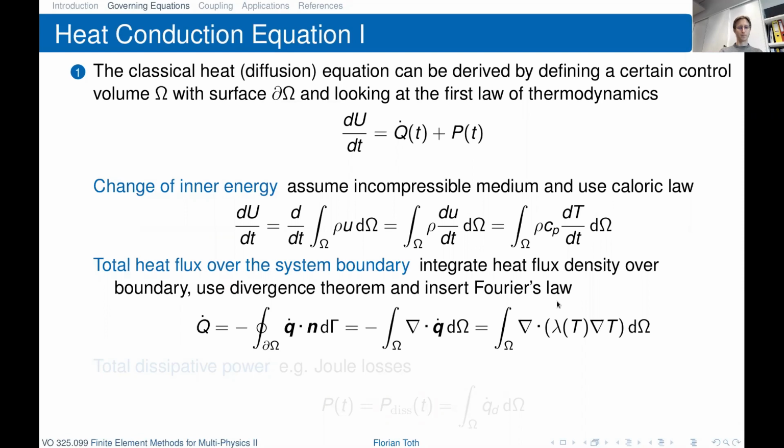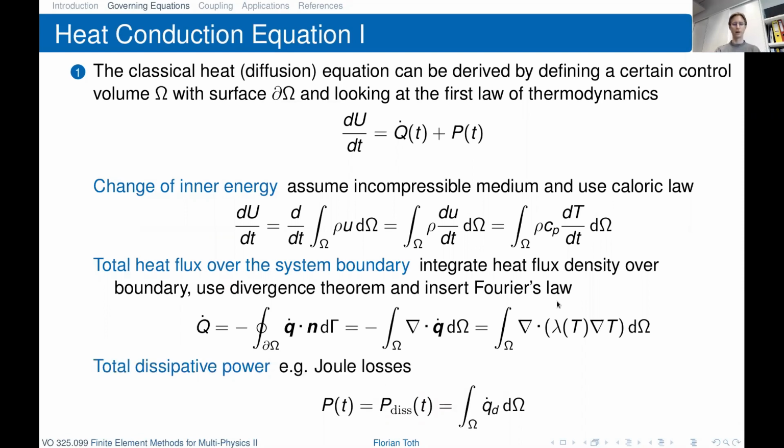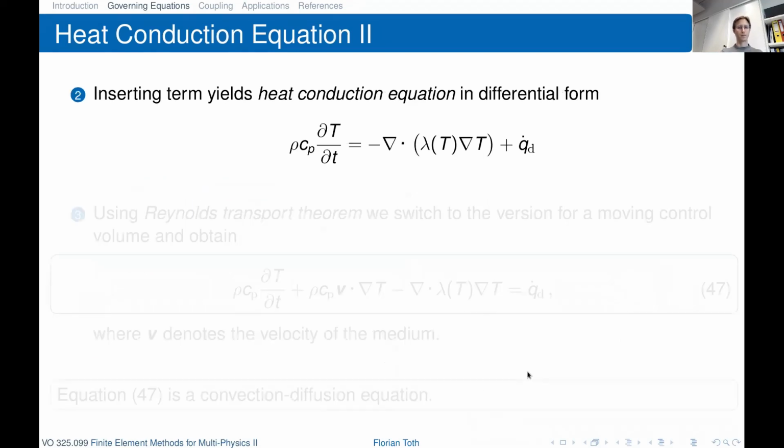induction heating processes. And finally, we have another term, the total dissipative power. So these are the Joule losses, and they are given as a heat source here. And of course, again, we have to integrate the heat source density over the volume to get the total value. So if we insert all these terms, this yields the heat conduction equation if we just leave out the integrals again. So this is a well-known equation.